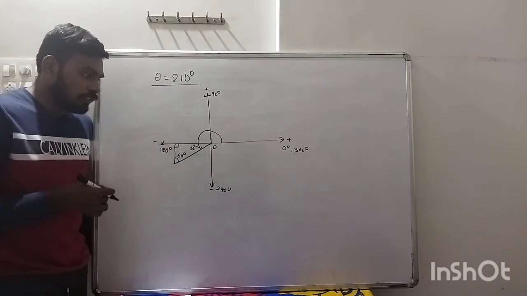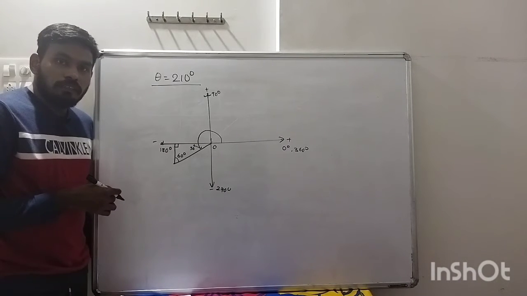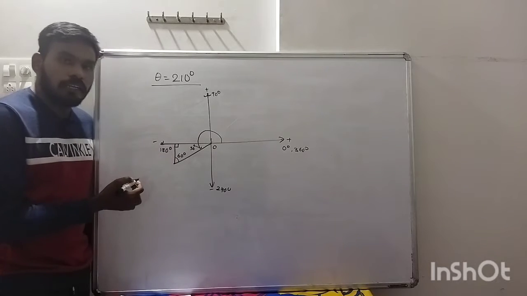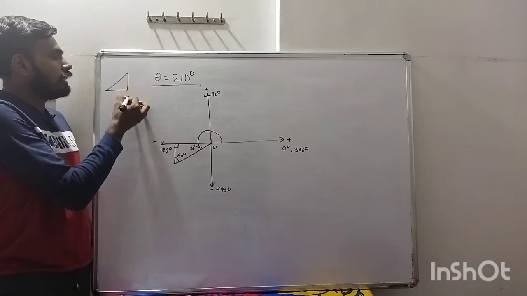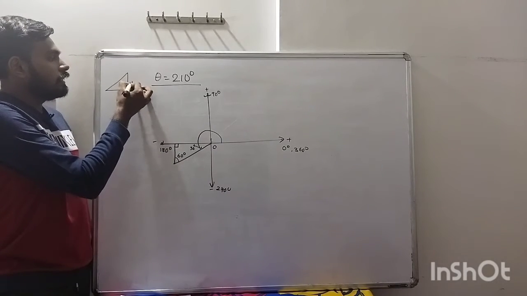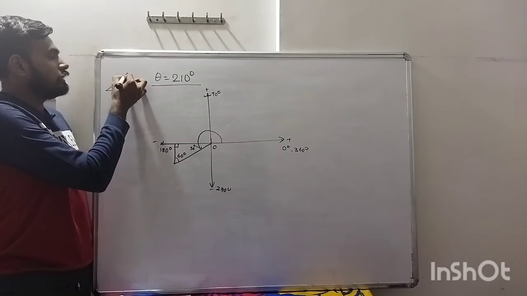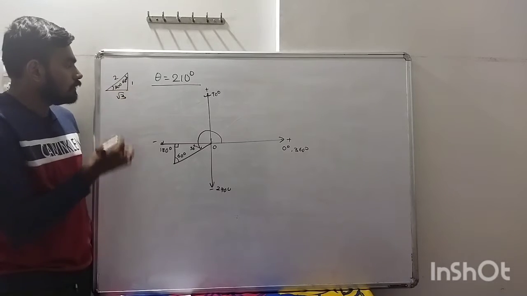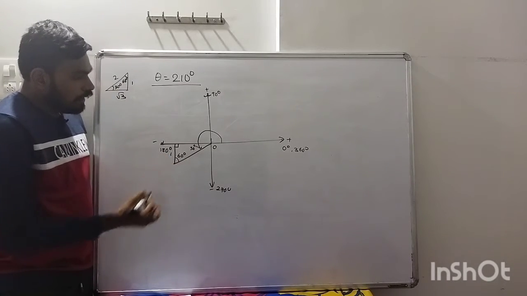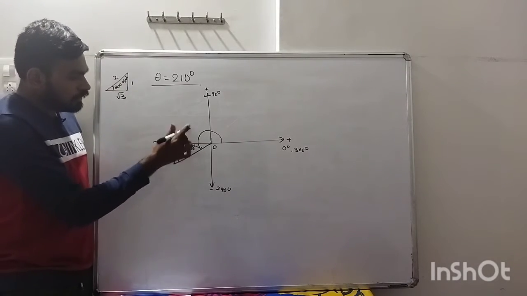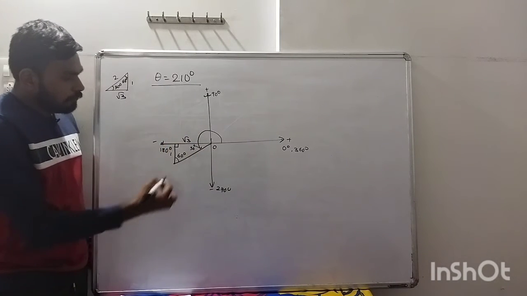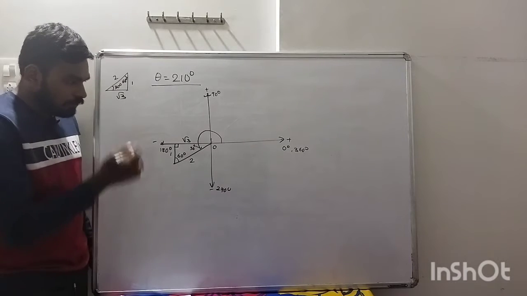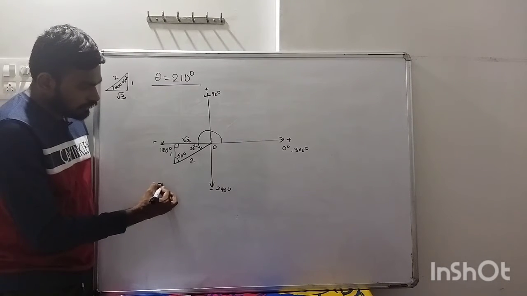Now you can construct a triangle here. What triangle is it? A 30, 60, 90 triangle. Opposite of 30 is what? You can remember the triangle slide: 1, then slide, then go down, root 3. So opposite of 30 is 1, adjacent of 30 is root 3, and hypotenuse is 2. Correct?